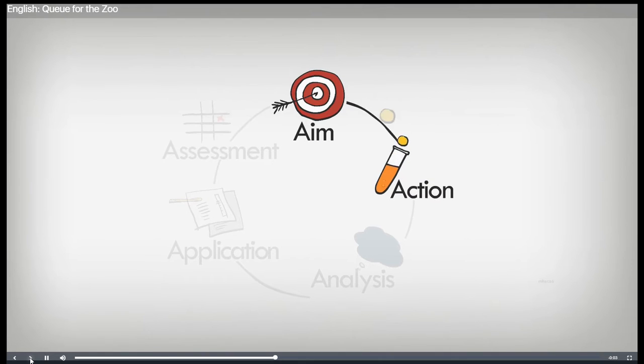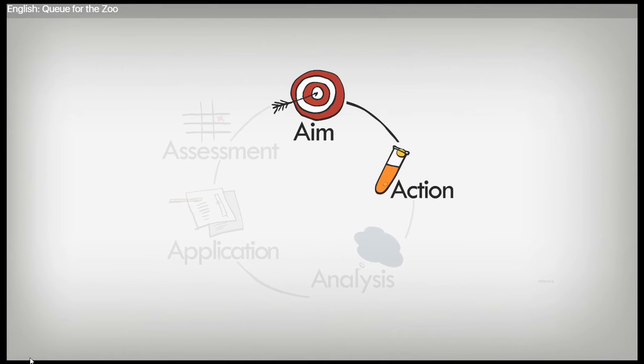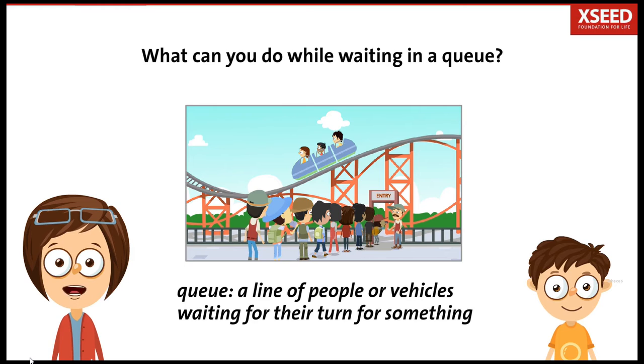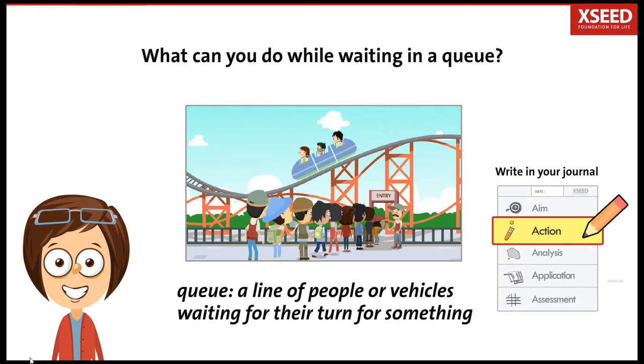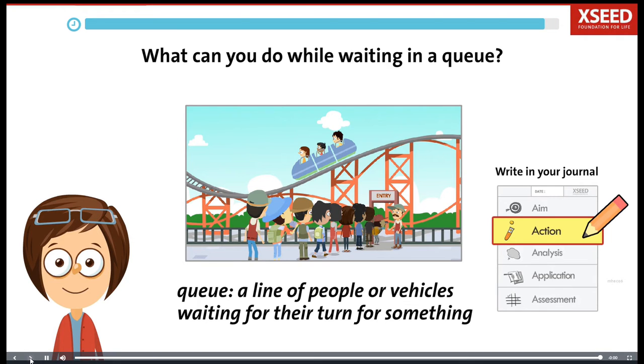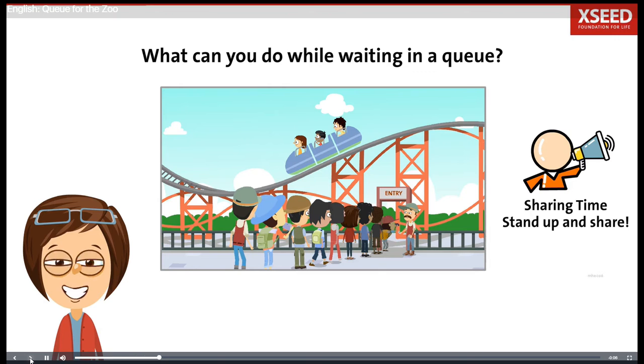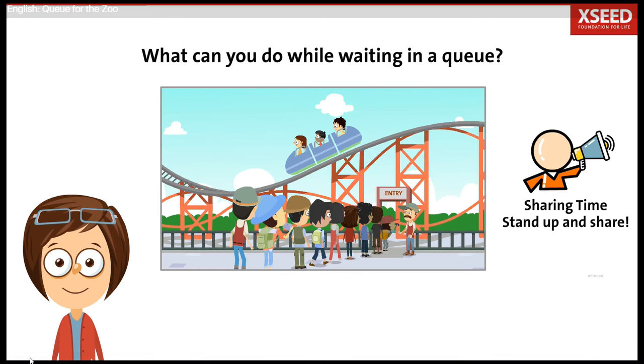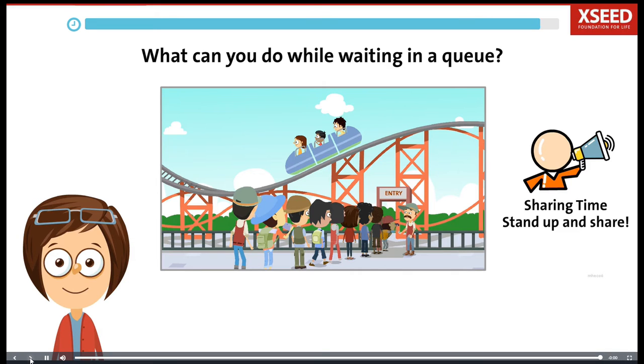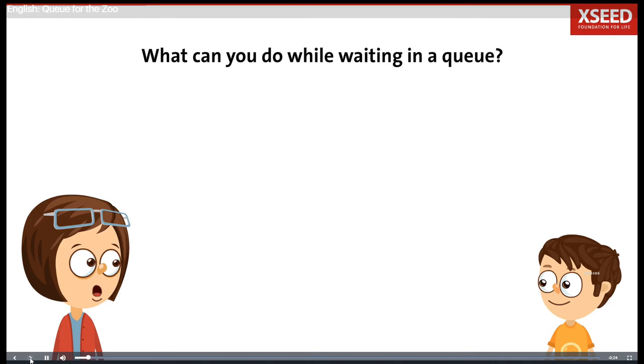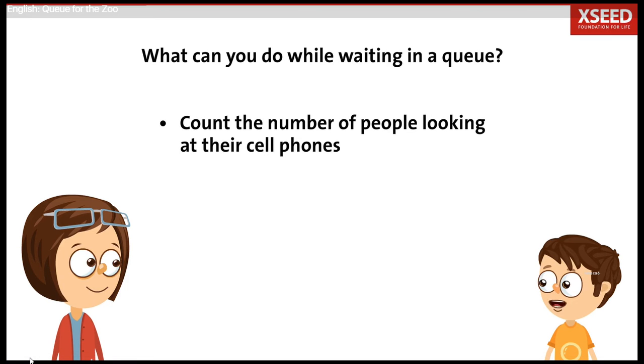It's action time. Can you think of something you can do while waiting in a queue? Write in the action section of your journal. Now some of us can stand up and share. What have you written, Sid? While waiting in a queue, you can try and count how many people are looking at their cell phones as they wait. That's interesting, Sid.